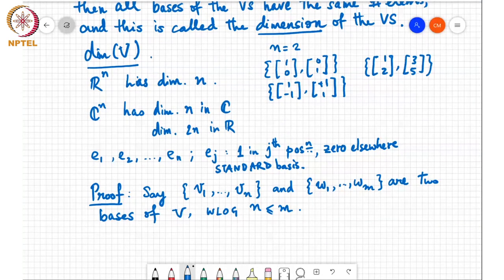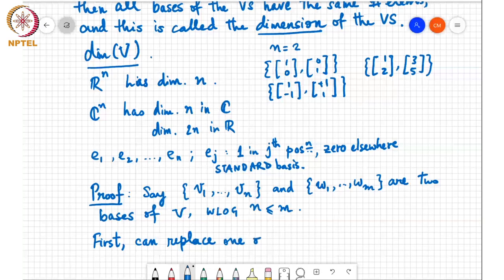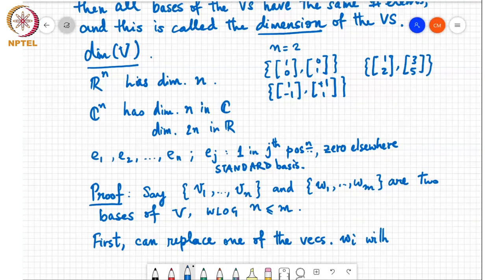So as a first step, basically this has fewer vectors than this. What I'm going to do is take this bigger set here and replace one of these vectors with, say, V1. And then I'll replace one other of these vectors with V2 and so on. That's what I'm going to do. So first, we can replace one of the Wi with V1 and still have a basis for V.